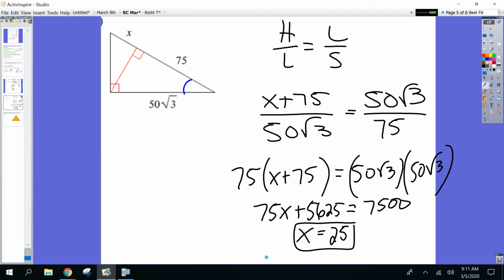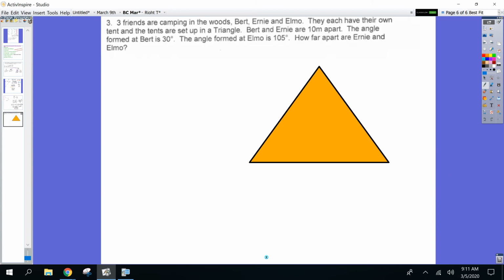A little word problem. I don't know if you want to copy it down or just watch again. All right, we got 3 friends camping in the woods. No Big Al here. We got Bert, Ernie, and Elmo here.